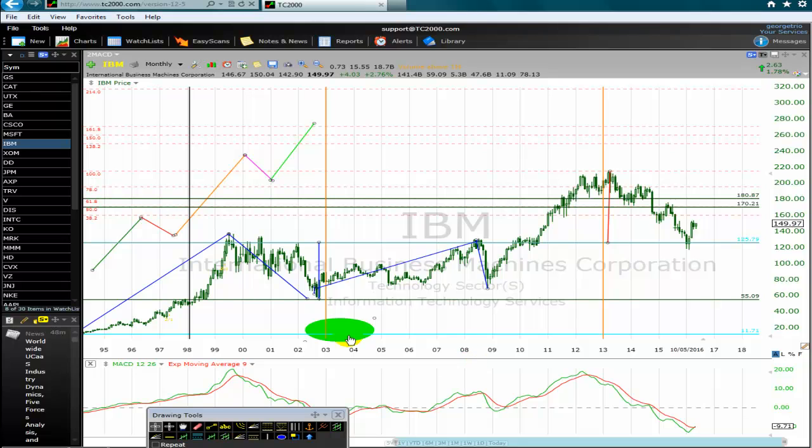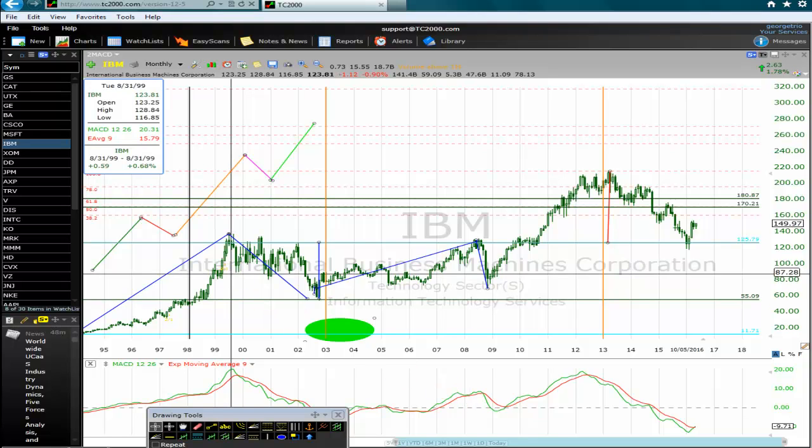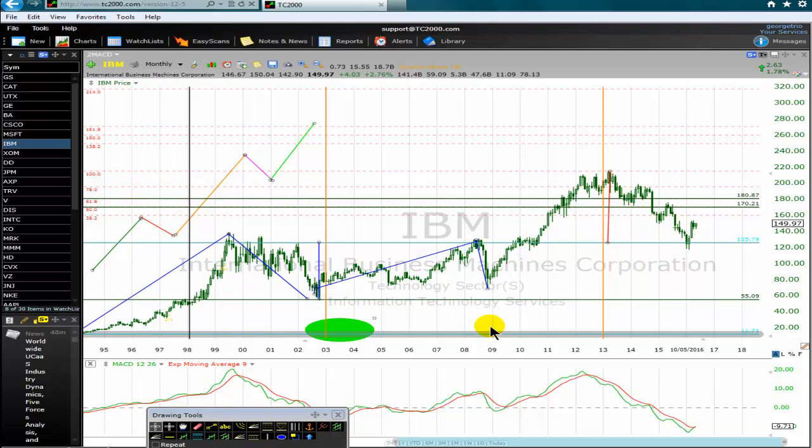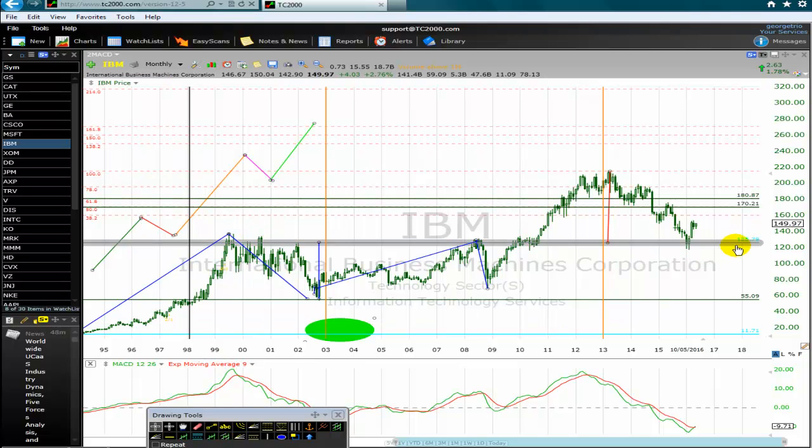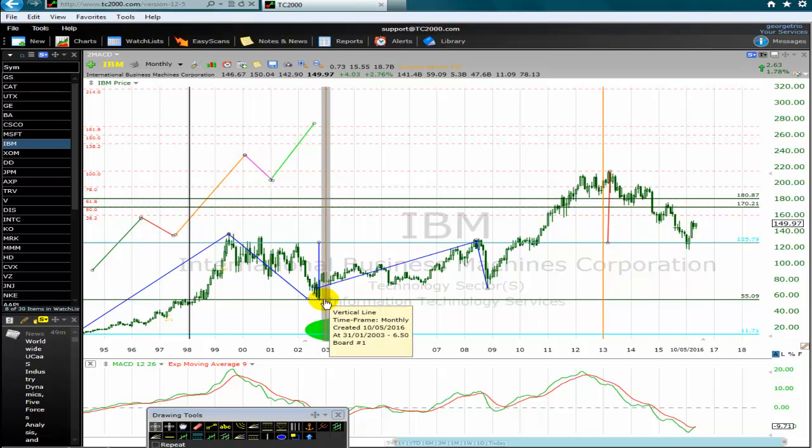So what is it telling us? That this correction we are talking about in this session was not finished. So in fact, now it becomes clear to us that from mid 1999 up to 2009, IBM stock was consolidating between the level of 125.79 and the level of 55.09. Can you see?